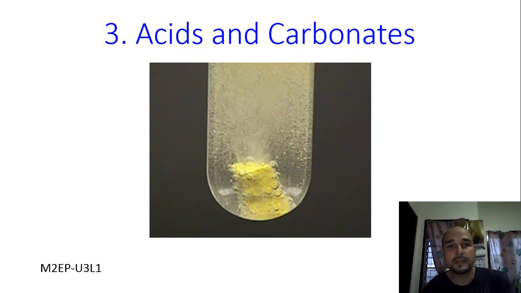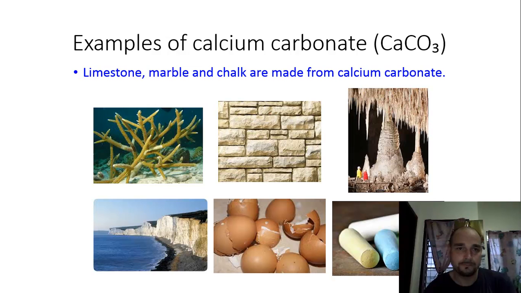This is number 3, acids and carbonates. So, examples of calcium carbonate. Now, calcium carbonate is the most common carbonate found throughout the world. So, limestone, marble, and chalk are made from calcium carbonate.